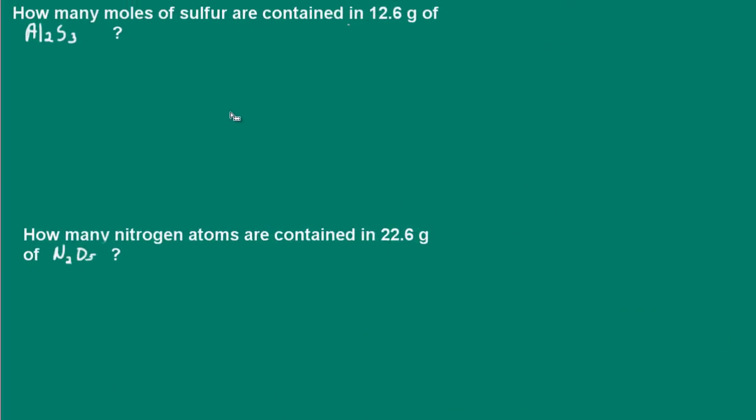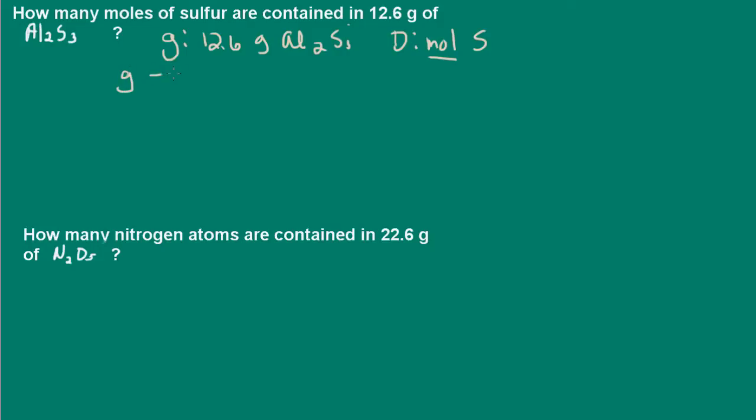In this problem, I'm asked how many moles of sulfur are contained in 12.6 grams of aluminum sulfide. Well, let's see. We're given 12.6 grams of aluminum sulfide, and our desired unit then would be moles of sulfur. So we need to go from grams of aluminum sulfide just to moles of sulfur. So let's go ahead and set up our roadmap.